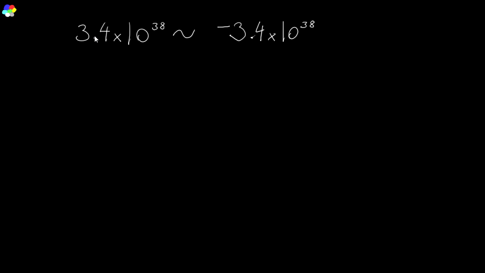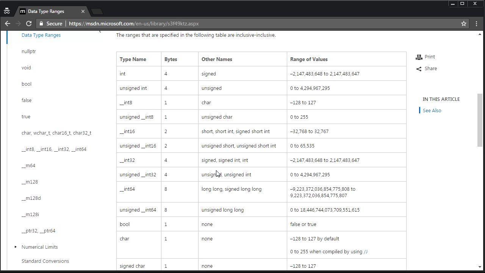Well, that just means 3.4 times 10 to the 38 to negative 3.4 times 10 to the 38. So that's a 3 followed by a 4 followed by 37 zeros, which is a pretty damn big number. I'll talk a little bit more about how floating point numbers are represented internally later in this video, just as a bit of trivia. It's not important, but just for those who are interested.